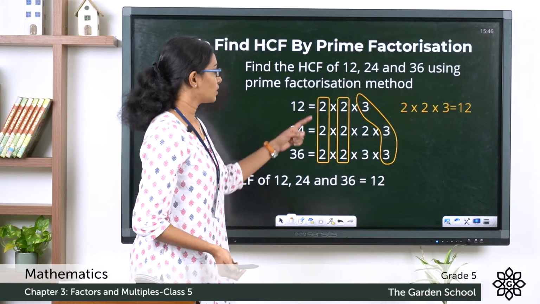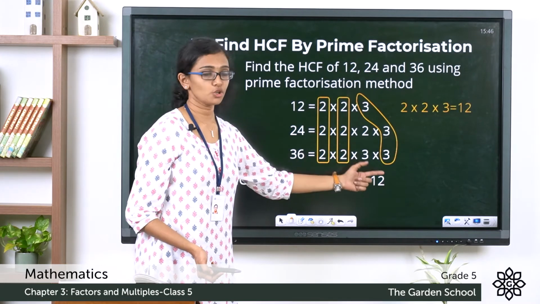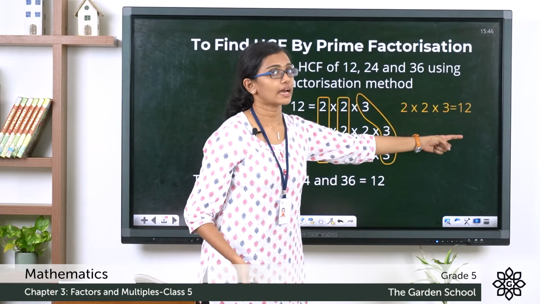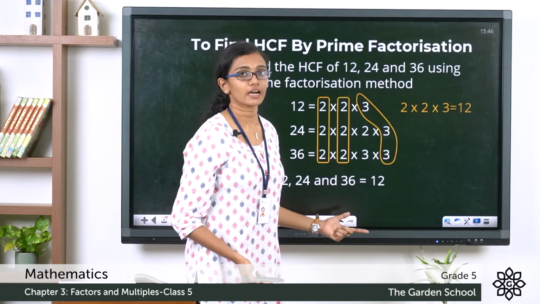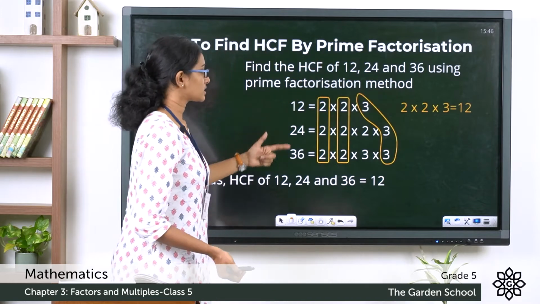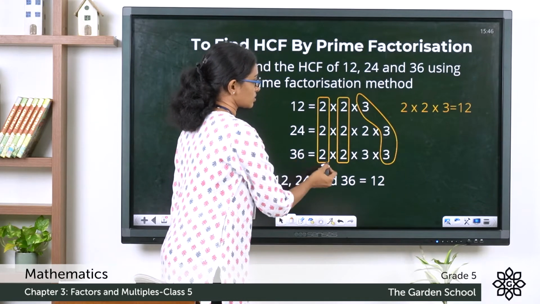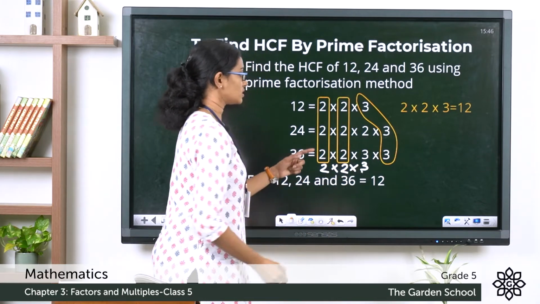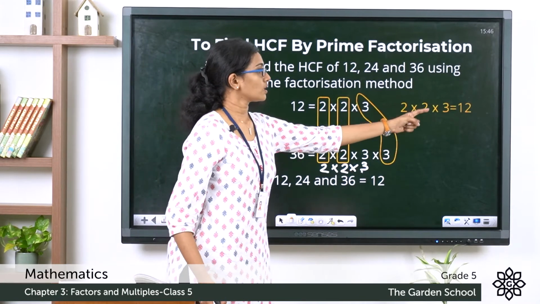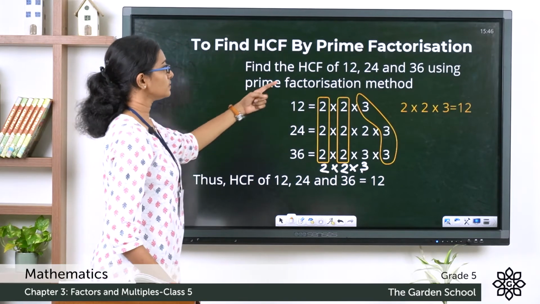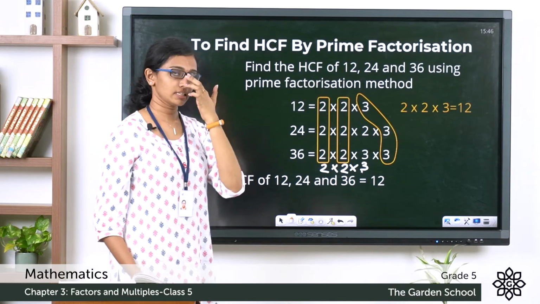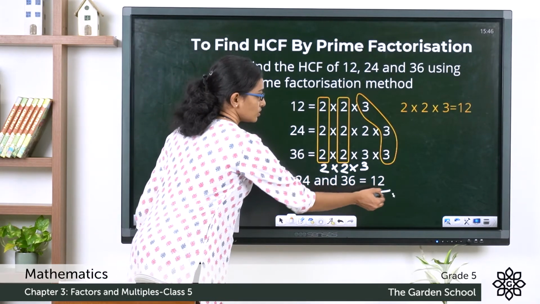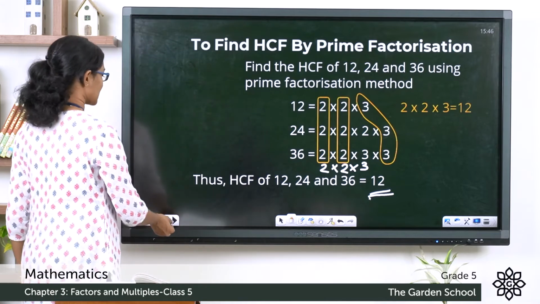Now what do we do? We have to take one from each group and then multiply these common factors, and the resulting product or the answer will be the highest common factor for these numbers. So in this case, let's take 1, 2 from this group, and 1, 2 from this group, and 1, 3 from this group. So it is 2 into 2 into 3, 4 into 3, 12. So for the numbers 12, 24 and 36, the HCF by prime factorization method is equal to 12. I hope this is clear to you.